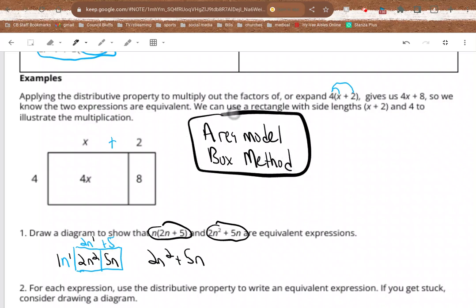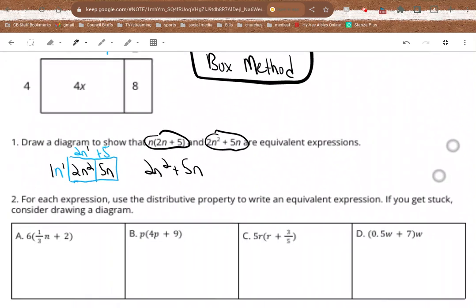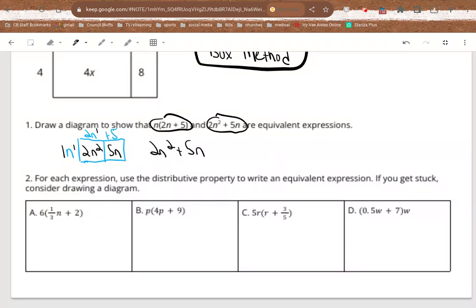Either one works. Okay. Let's take a look at number 2. For each expression, use the distributive property to write an equivalent expression. If you get stuck, consider drawing a diagram. So I'm going to do this by drawing a diagram.